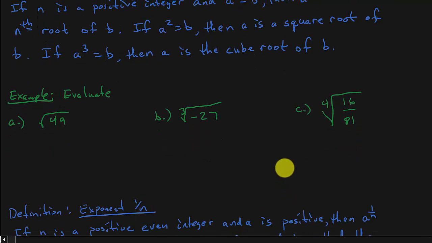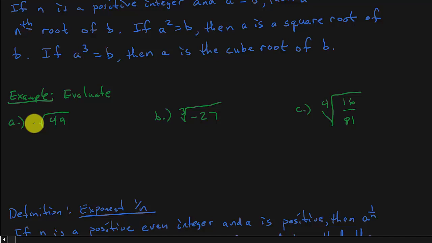Here we've got some examples we want to evaluate. Here we have the square root of 49. This is a radical. In part B we've got the cube root, and here we've got the fourth root. You see this little number, this 3 and this 4. That's called the index of the radical. So this is a cube root, a fourth root, and here there's no number, which is understood to be a 2 for square root.